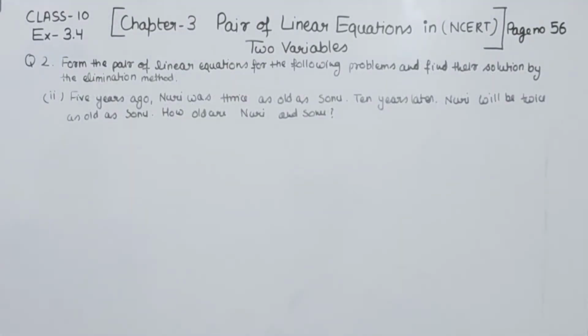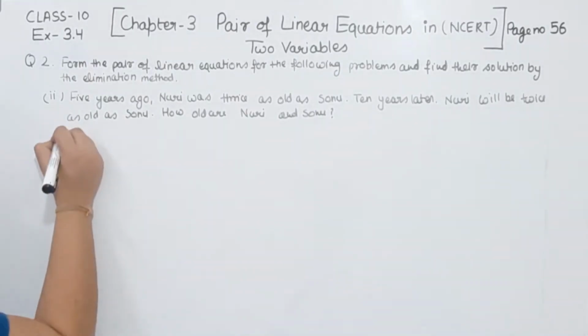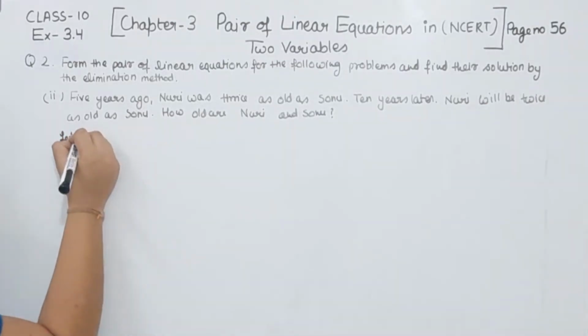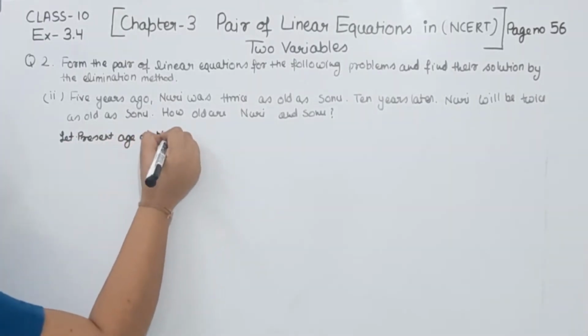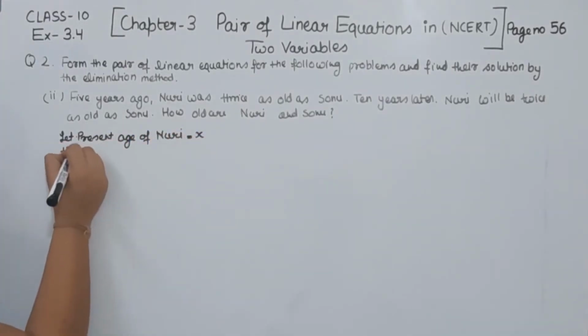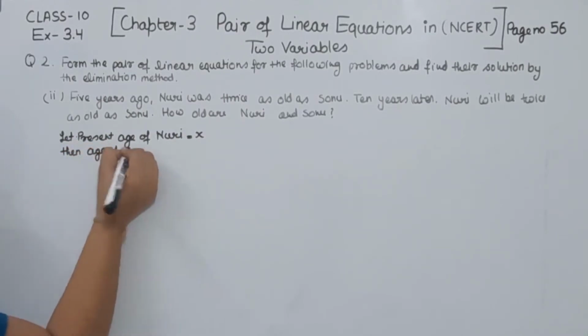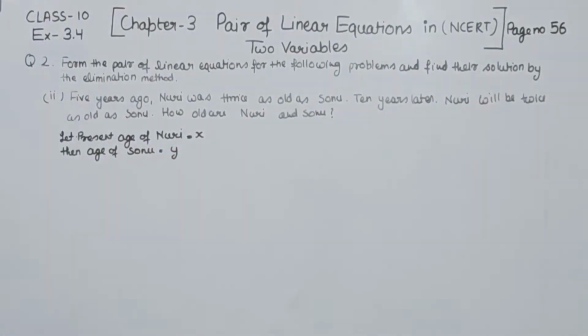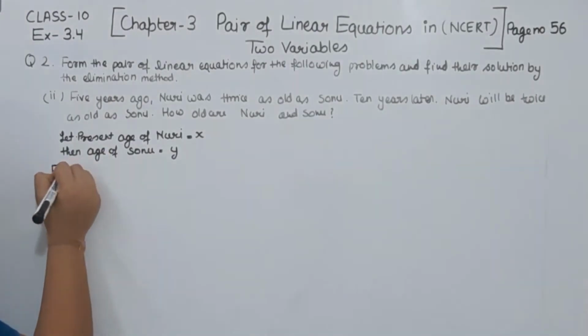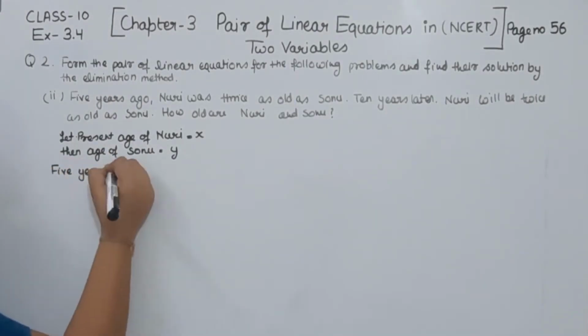Now comes part 2. 5 years ago, Noori was thrice as old as Sonu. 10 years later, Noori will be twice as old as Sonu. How old are Noori and Sonu? So first of all, let the present age of Noori be equal to x, then age of Sonu will be equal to y. Now 5 years ago, we have to find the ages 5 years ago. I'm going to write here, 5 years ago.